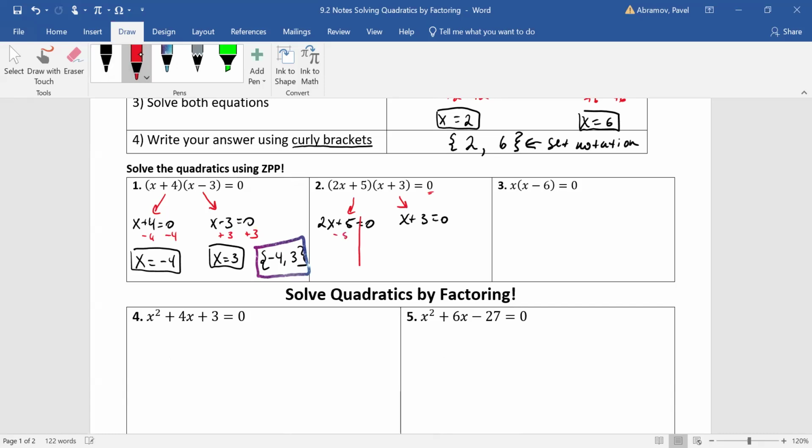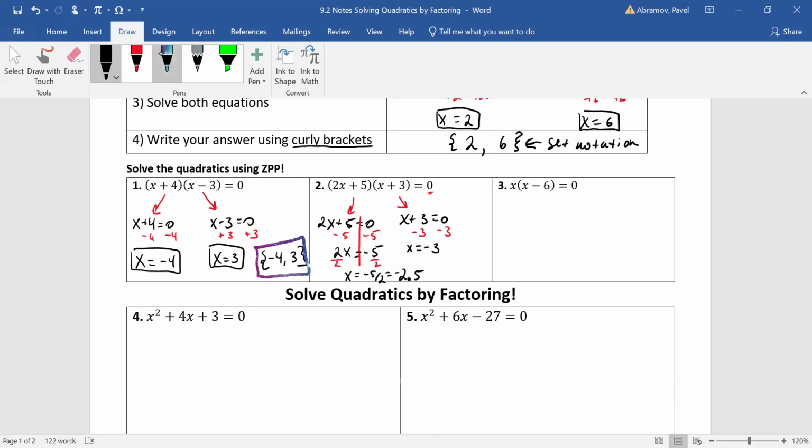So first we subtract 5. And then we'll end up with 2x equals negative 5. And then we divide by 2. And we'll end up with x equals negative 5 over 2. So we can write it as a fraction, or we can write it as a decimal, negative 2.5. The second equation is much faster. It's a one-step equation. So we just subtract 3, and we end up with x equals negative 3.